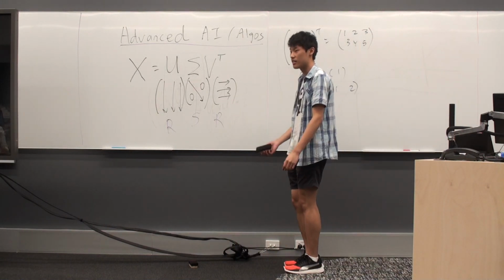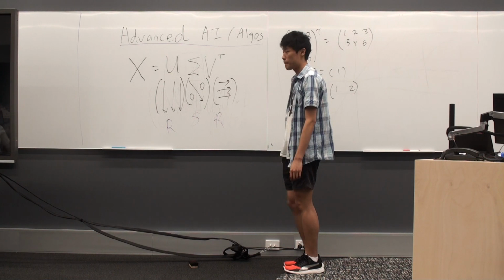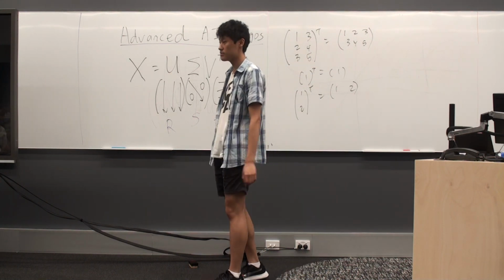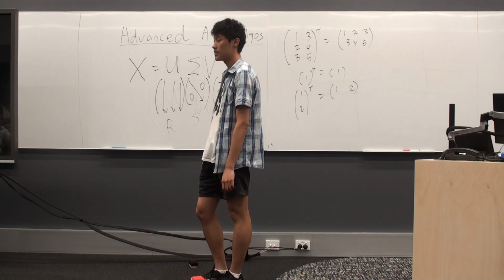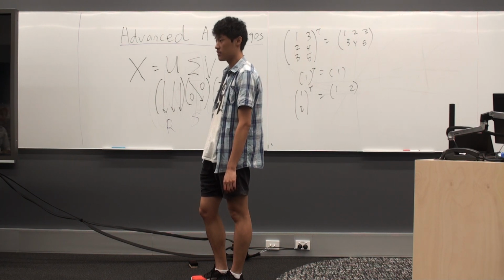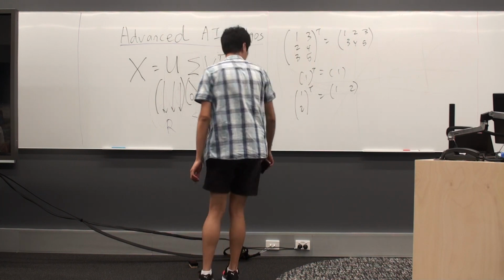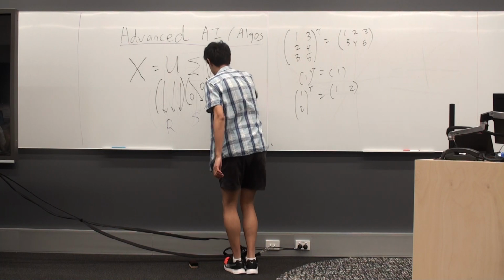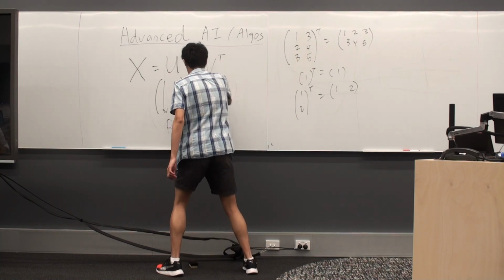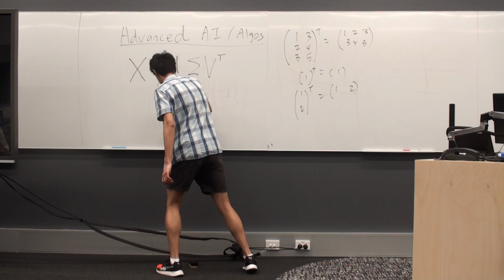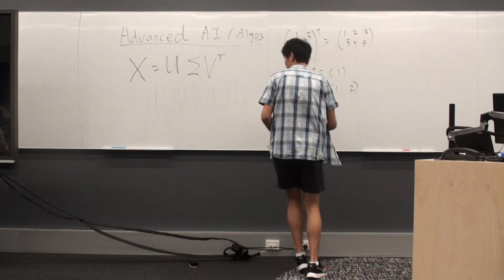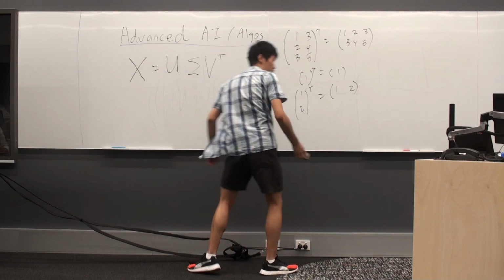And one more question. If I have some dimensions of the X matrix, like M by N, then what would be the dimensions of the three components? I think that would make more sense. That's a good question. Well, let's try to infer it.